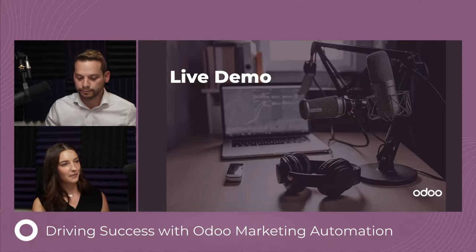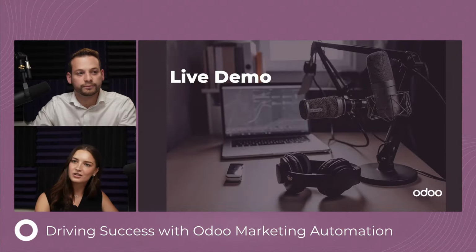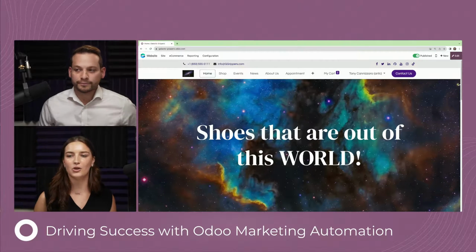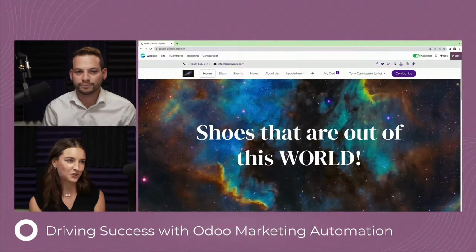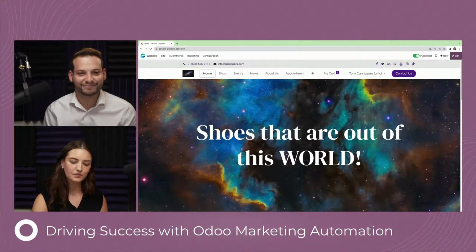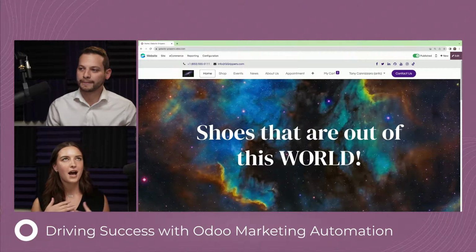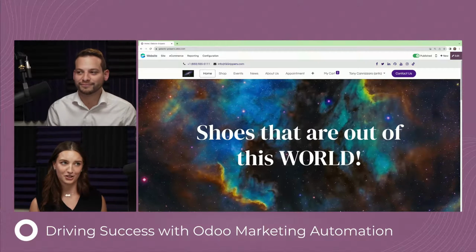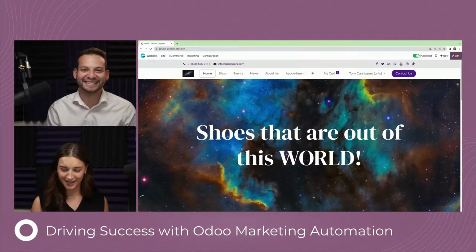Now we're going to hop into the live demonstration portion. So we're going to switch over to our website application, and we're going to follow a sweet little shoe company that Tony and I started called Galactic Grippers. So Tony and I have a passion for shoes, and we wanted to translate that passion into a business. We even have matching shoes because we love shoes so much.